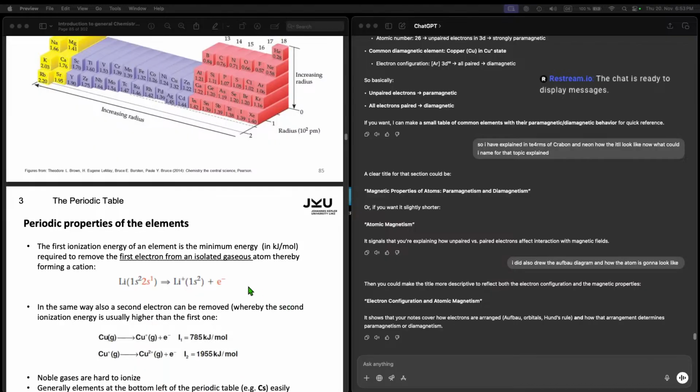Periodic properties of elements. The first ionization energy of an element is the minimum energy required to remove the first electron from an isolated gaseous atom, thereby forming a cation.